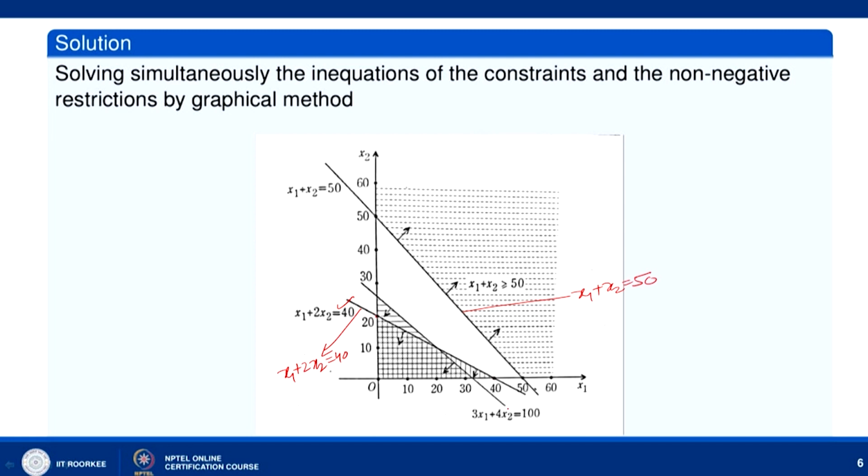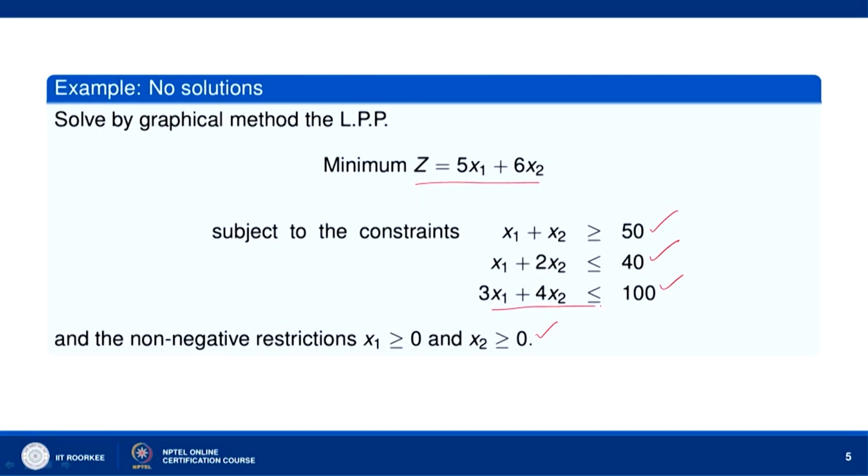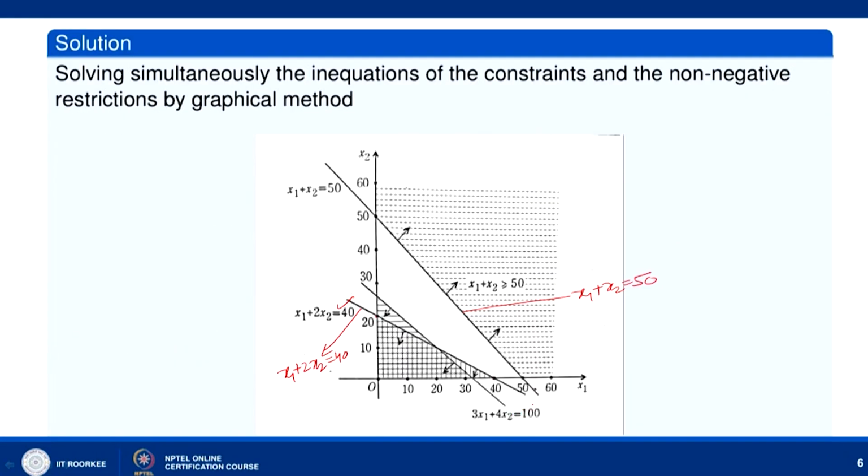And the third line is 3 x 1 plus 4 x 2 equal to 100. So, 3 x 1 plus 4 x 2 equal to 100 is this line. On the x 2 axis it intersects at the point 0, 25, and on the x 1 axis it intersects at the point 100 by 3, 0.